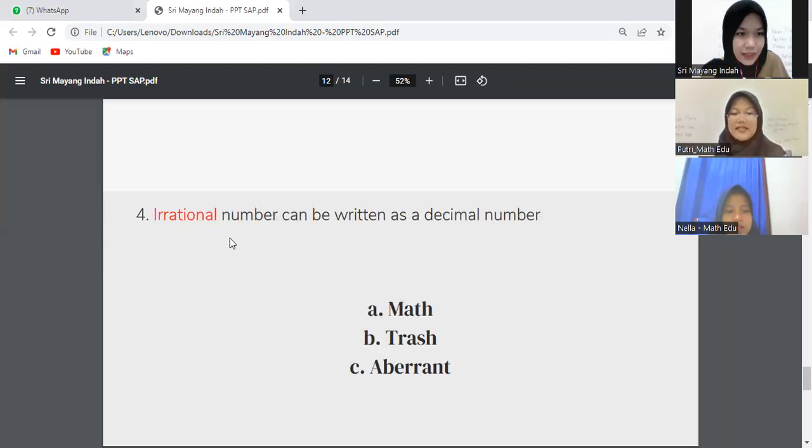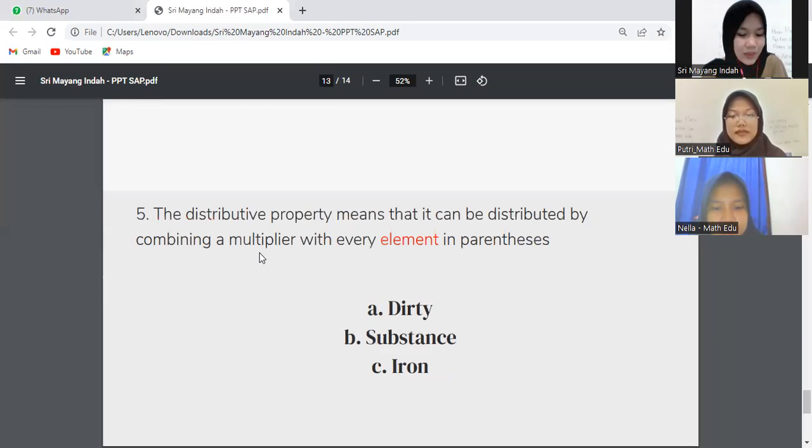Me, miss. Okay, Nella. Irrational number can be written as a decimal number. The answer is C, aberrant, miss. Great. Next question, last question. Who's gonna answer? Can I, miss? Yes. Putri?